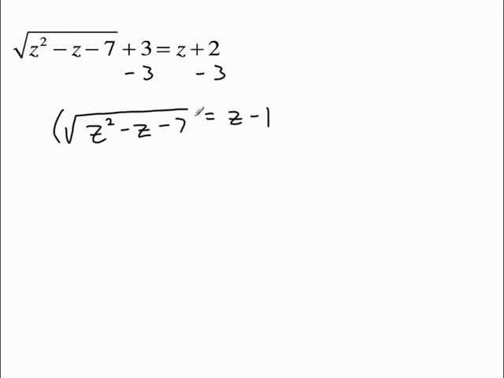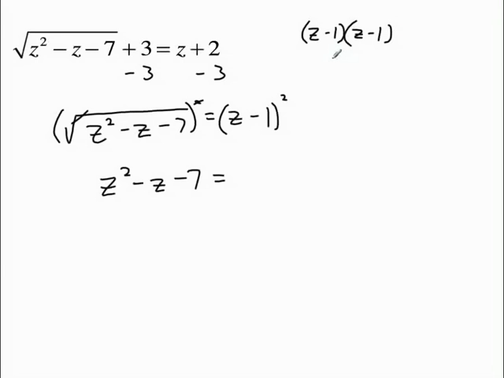So what I'm going to do is square this side, and whatever you do to one side, you have to do to the other. This goes away with this, which ends up giving me z squared minus z minus 7 equals. Now remember, this is not z squared minus 1. It's z minus 1 times z minus 1. And when you FOIL it out, you get z squared minus 2z plus 1. So that's going to be z squared minus 2z plus 1.